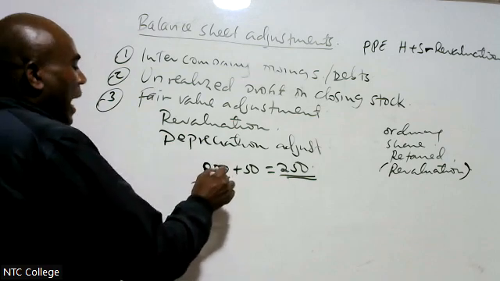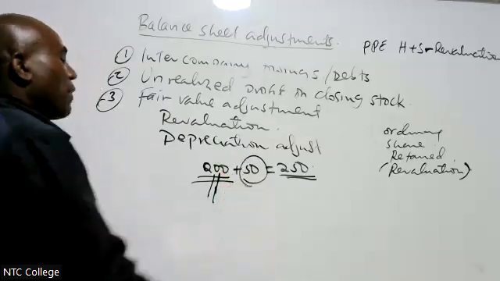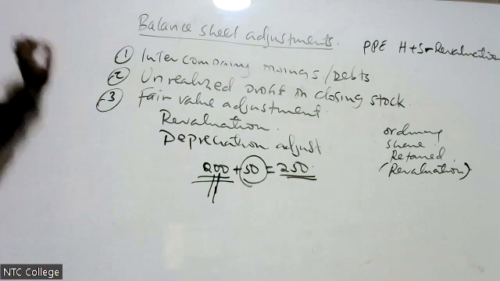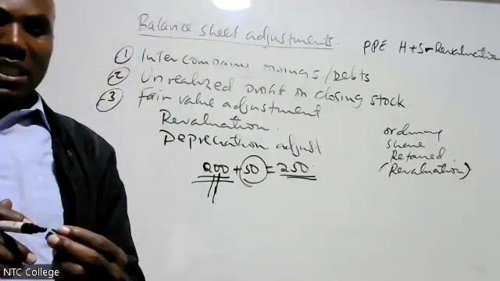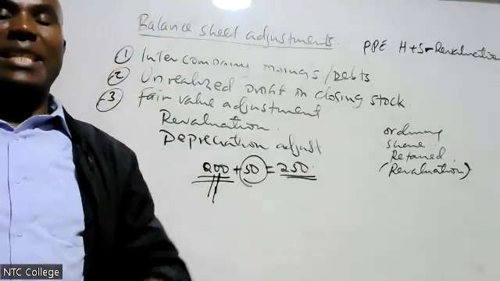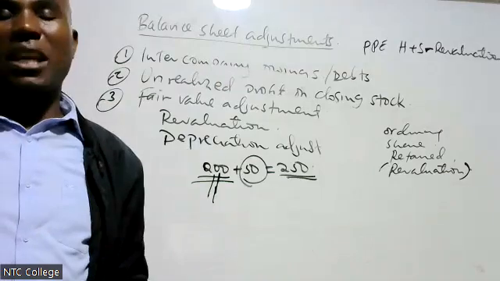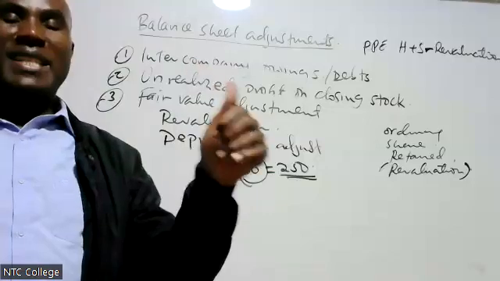What does it mean, my good friends? It means that when I was depreciating, I only depreciated 200. I did not depreciate the 50. Therefore, I undercharged depreciation. When you undercharge depreciation, you overstate the profits. And also when you undercharge depreciation, you overstate the asset.